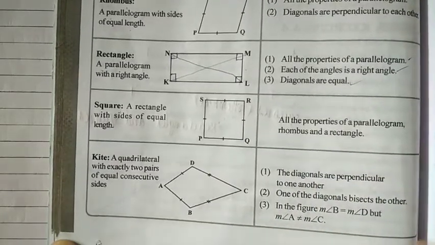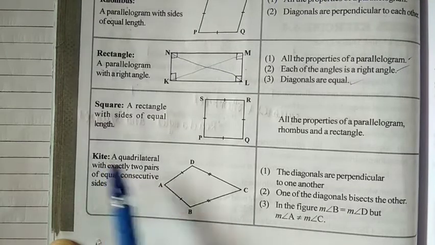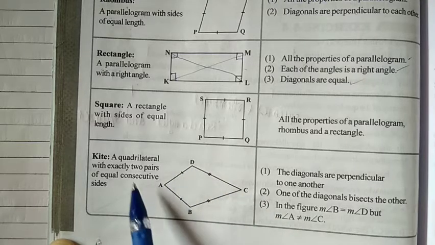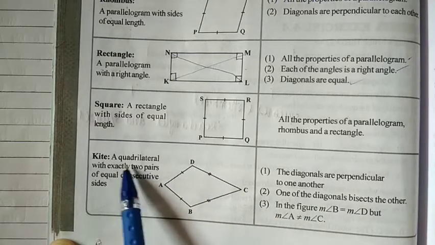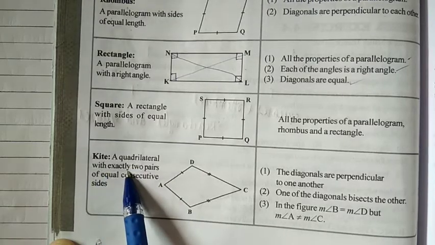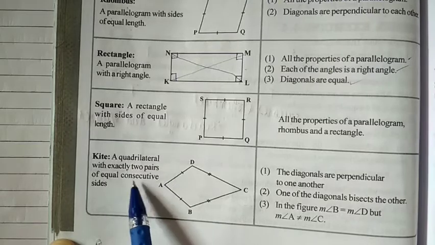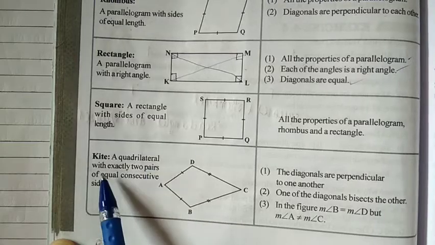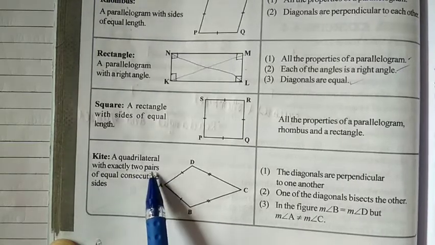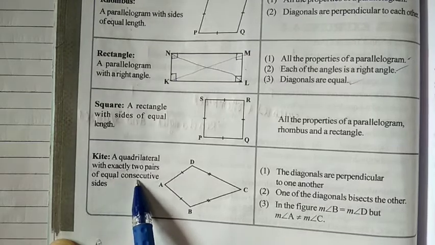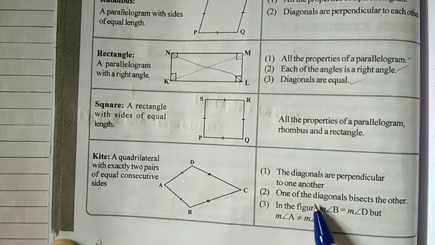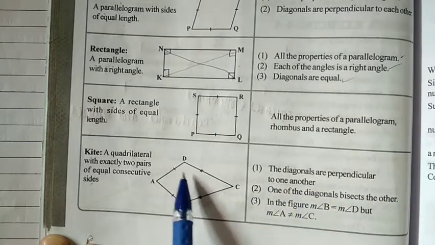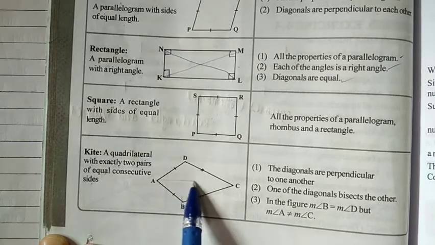The last quadrilateral is kite. Here ABCD is a kite. What is a kite? A quadrilateral with exactly two pairs of equal consecutive sides. The properties of kites: the diagonals are perpendicular to one another.